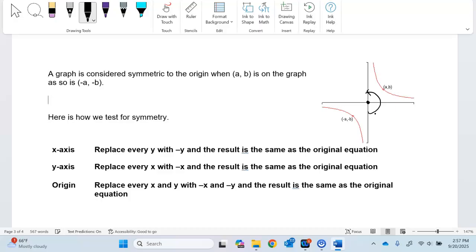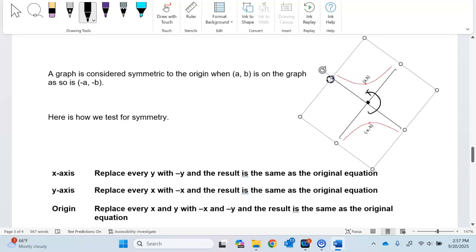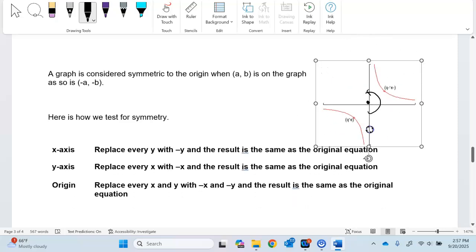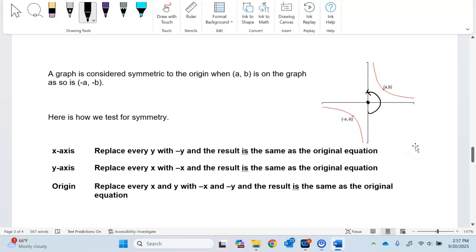Okay, let's see if I can do that. Because this lets me rotate. So rotate 180 degrees. And you're right back where you started, right? It's the same picture. Okay, so that's a little bit harder to see. But that's what it means to be symmetric around the origin.